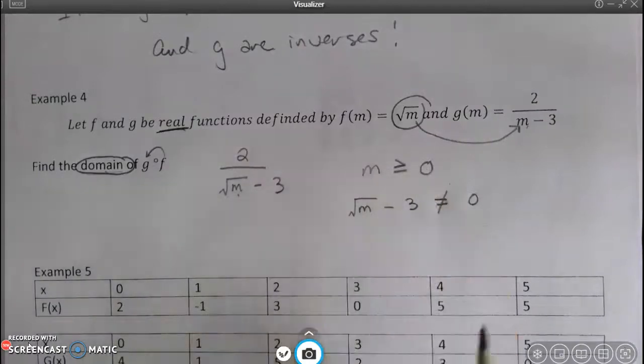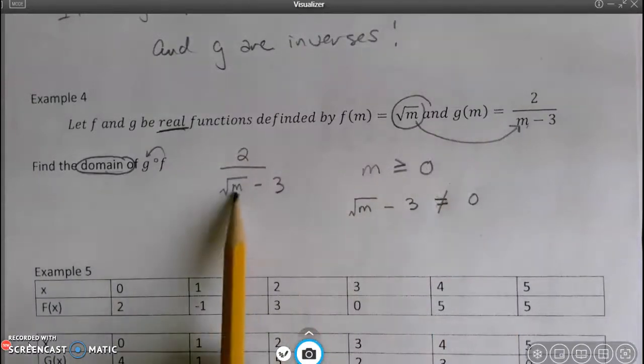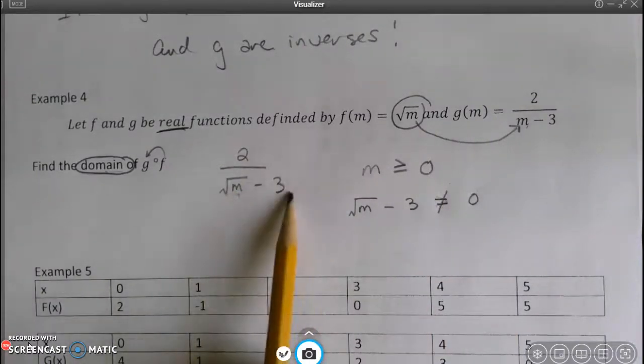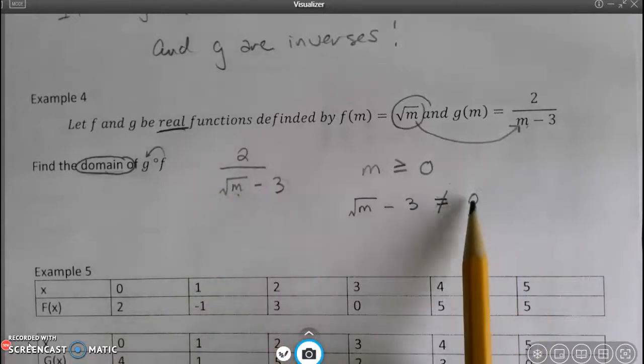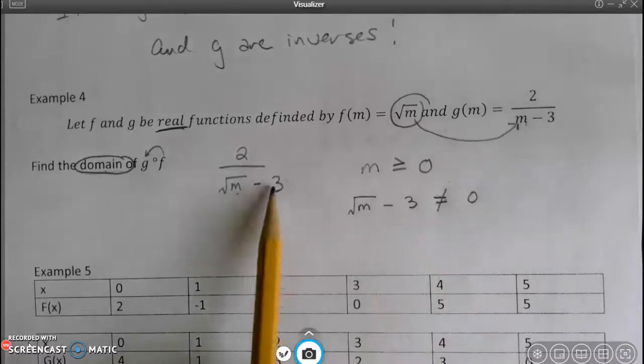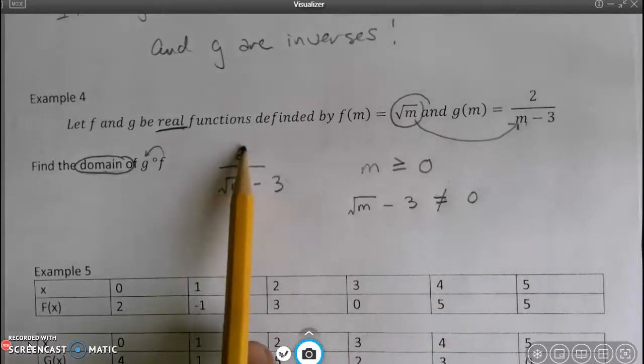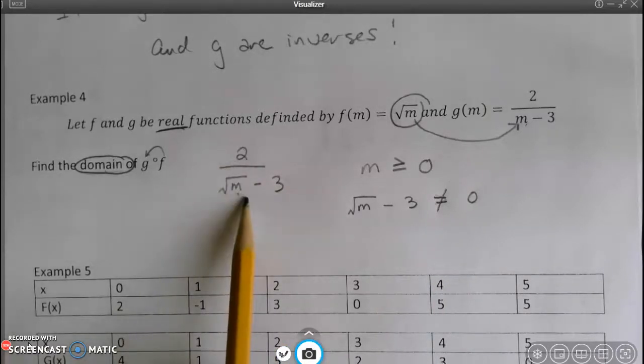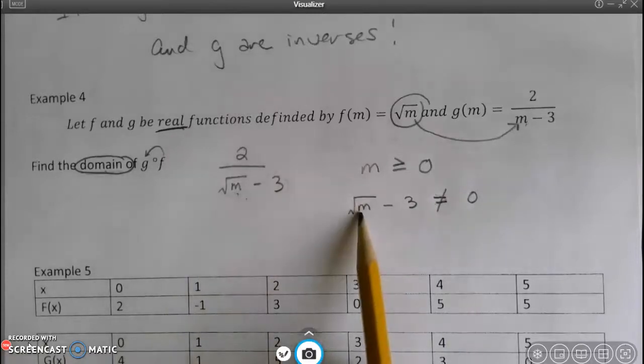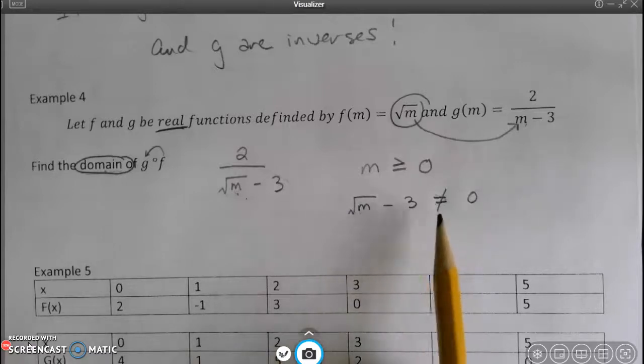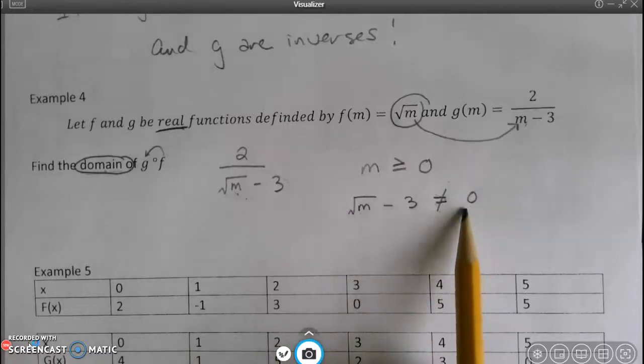You can have positives in the denominator, you can have negatives in the denominator, which is why I didn't say that it had to be greater than. It just can't equal 0. If you take 2 divided by 0, you will get an error on your calculator. So the square root of m minus 3 cannot equal 0.